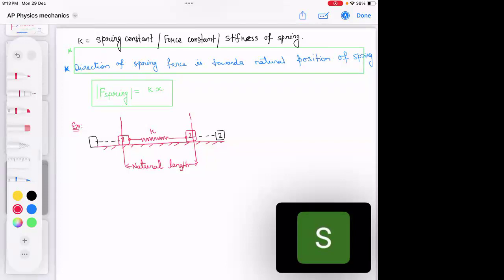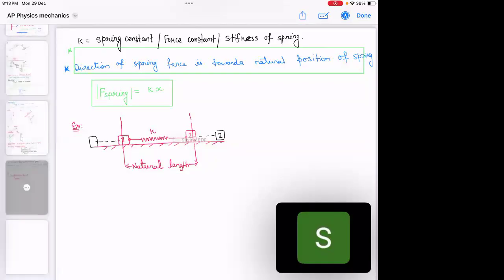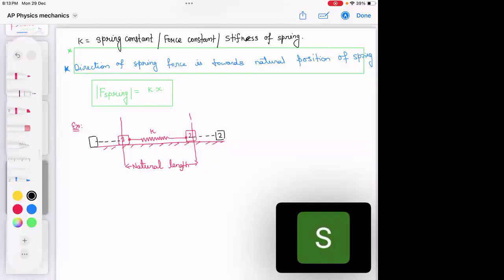So can you tell me what direction the spring will be applying the force? Please tell me what direction the spring will be applying the force on block number 1 and on block number 2. On both the blocks, tell me the direction of spring force. Can I say block 2 will be pulled towards its natural position and block 1 will also be pulled towards it? Please tell. Is this part clear?